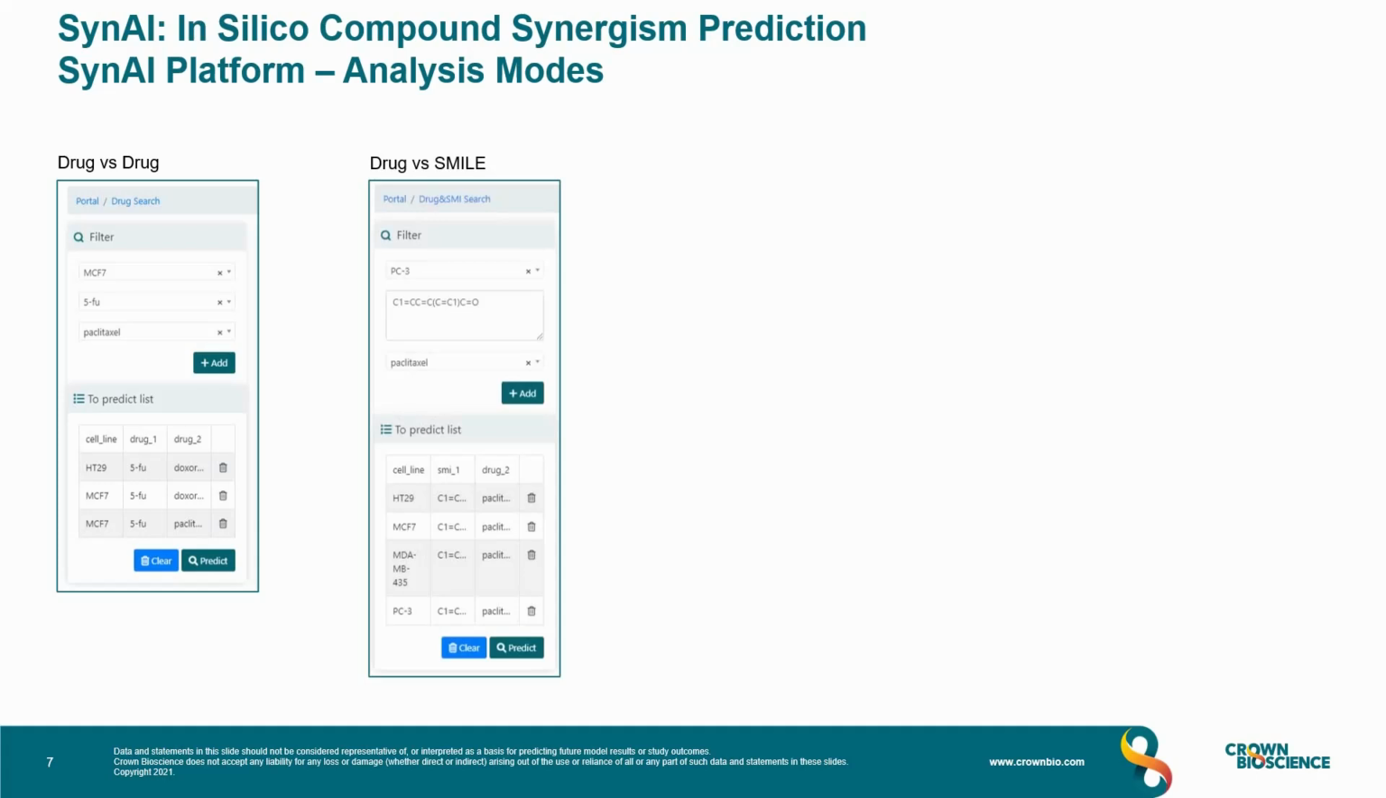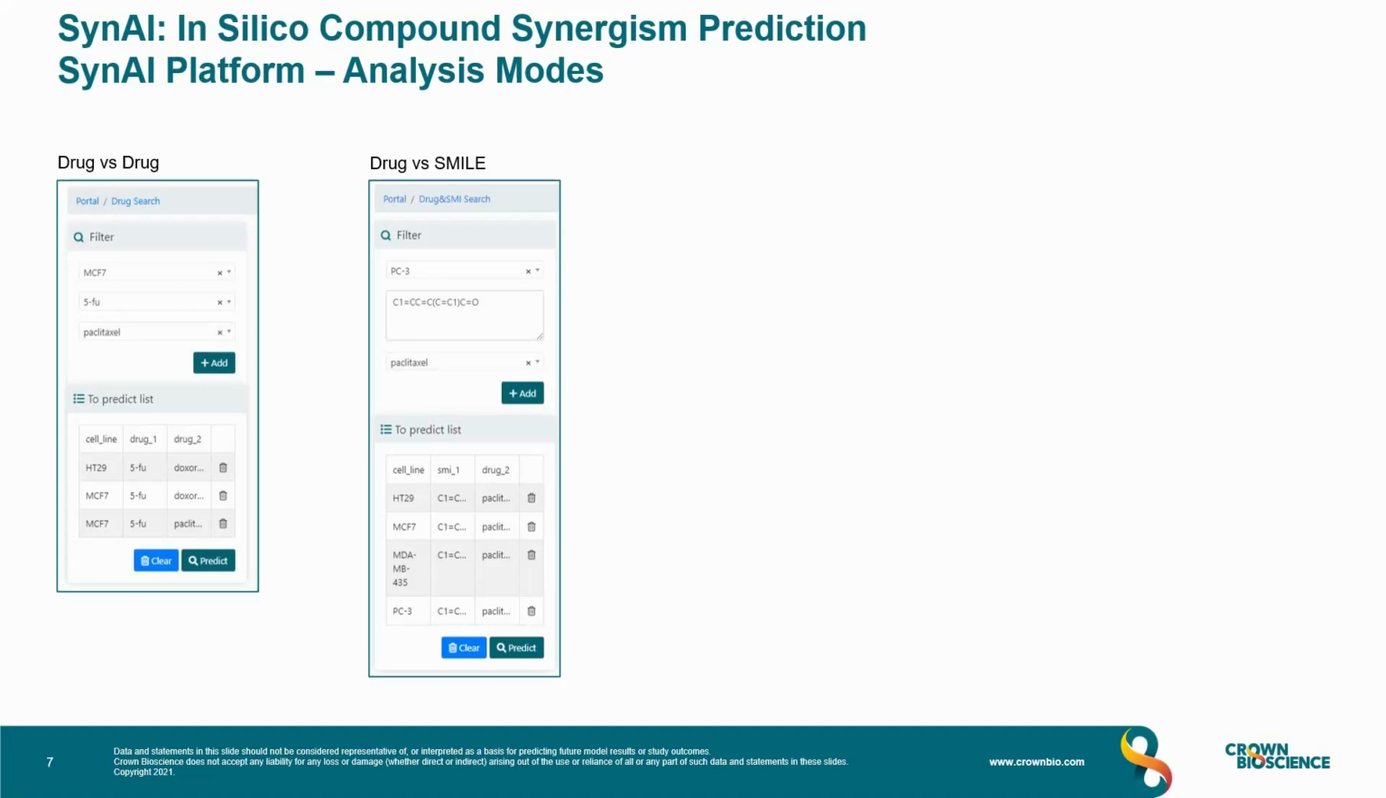The more interesting mode is the drug versus SMILES sequence mode in the SynAI platform. In this particular mode, the user can choose different cell lines and give customized SMILES sequences as inputs, and then select any existing compound which has been tested or is known to our database. This is particularly useful if the customer is providing a small molecule engineered compound which they want to test or evaluate for potential synergism effects with standard of care packages in several well-known cell lines.